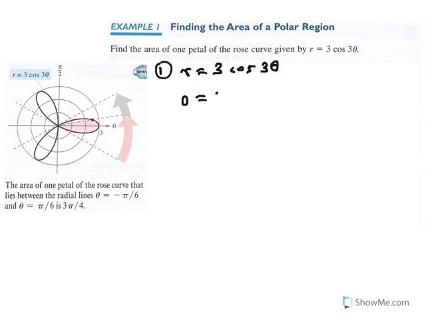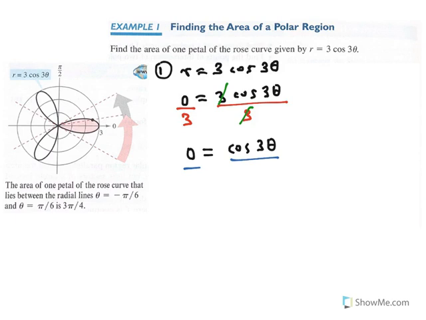So we set r equal to 0. We divide both sides of our equation by 3. So on the left side we have 0, and on the right side we have cosine of 3 theta. You cannot divide both sides of the equation by 3 again here because you are taking cosine of 3 theta. You're not multiplying cosine by 3, you're taking cosine of 3 theta. So what you have to do is use trigonometry to solve this trig equation. You can go back to the unit circle to help you solve it.